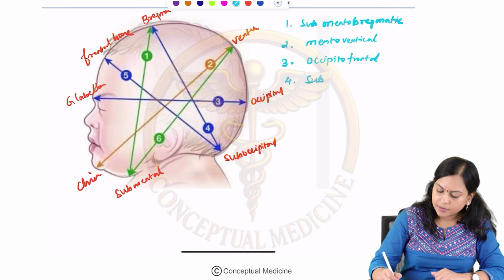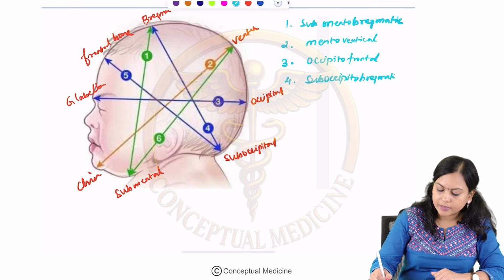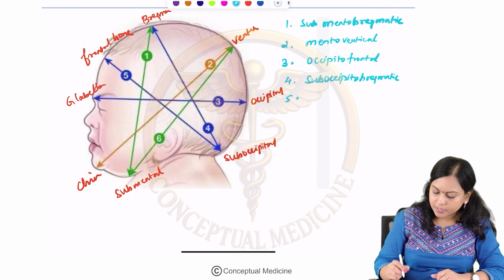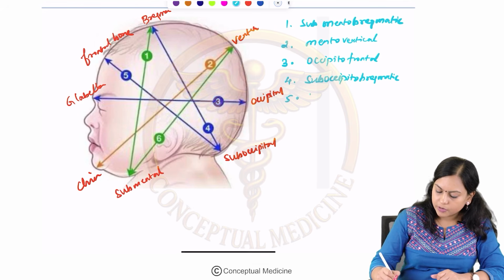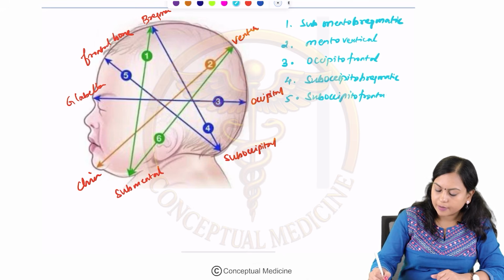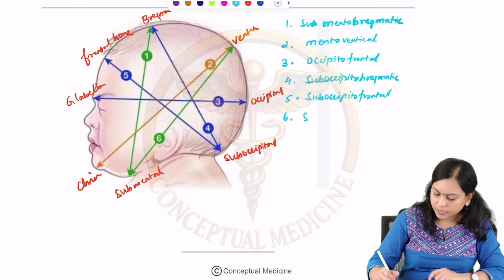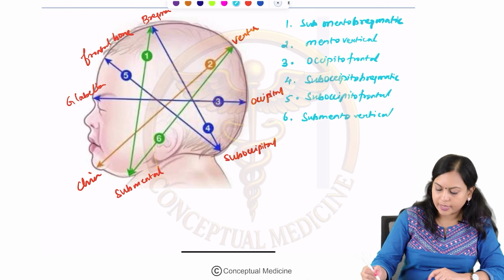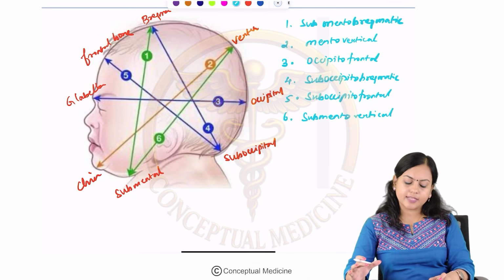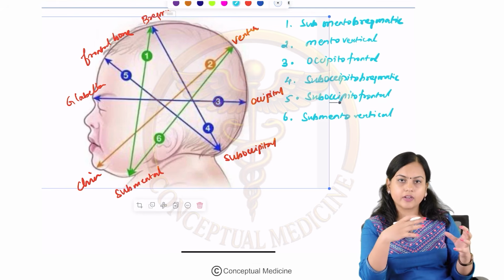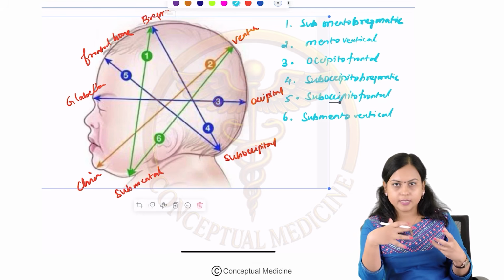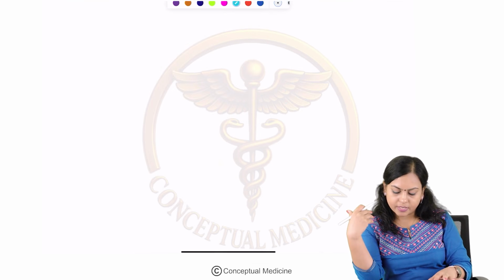Fourth one, extending from the suboccipital region to the bregma. So, it is suboccipito-bregmatic diameter. Fifth one is extending from the suboccipital region to the frontal bone. So, it is suboccipito-frontal diameter. Sixth one is extending from the submentum region to the vertex. So, it is submento-vertical diameter. Okay. So, whenever they ask you to find some diameters like this, first try to identify the landmarks of the fetal skull, then it will be easy for you.